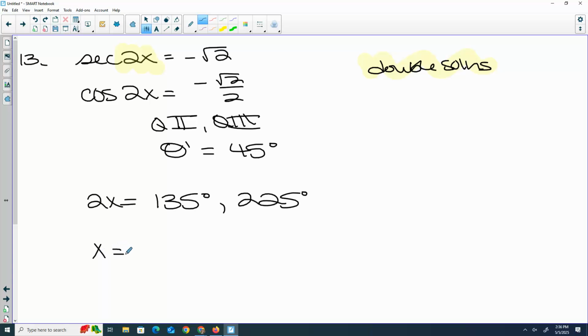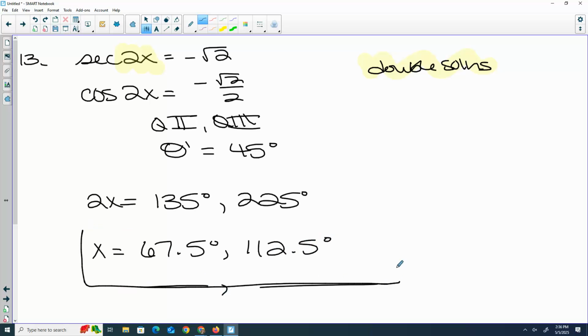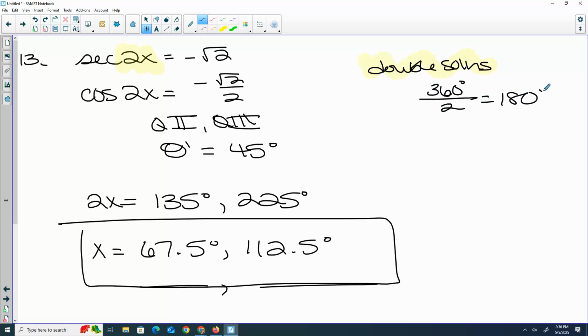Divide them by 2. We get 67.5 and 112.5. But I said double solutions. So we need to get the other two. All the way around is 360. We're going around twice, so divided by 2 is 180. So if I add 180 to each of those, we get 247.5 and 292.5 degrees.